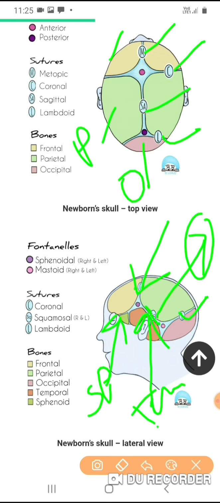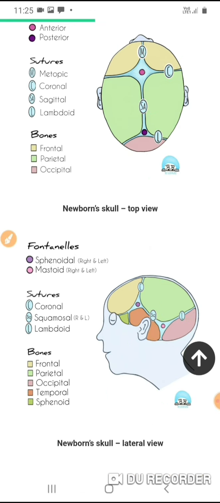After study of bones and the suture from both the aspects, top view of the skull and lateral view of the skull, we are discussing about their clinical significance, and what happens if the suture line or the fontanelles get ossified earlier before their age. So let us continue.